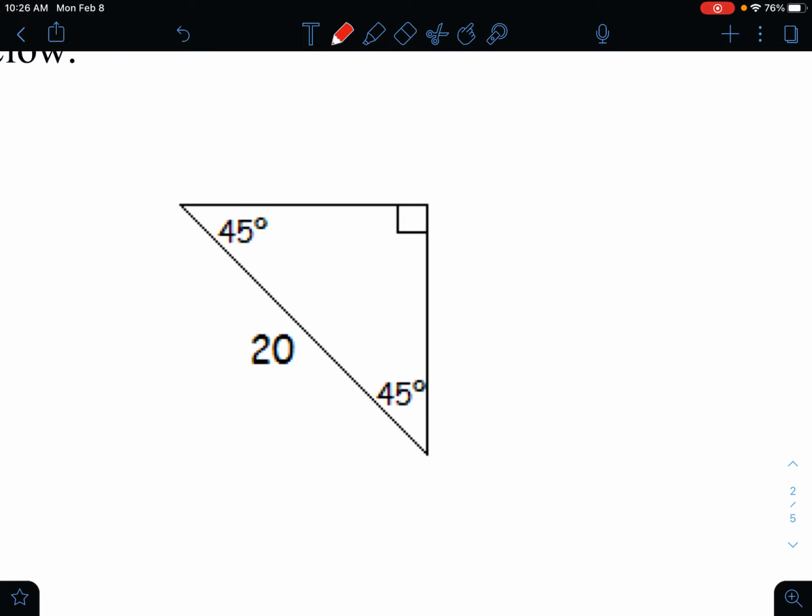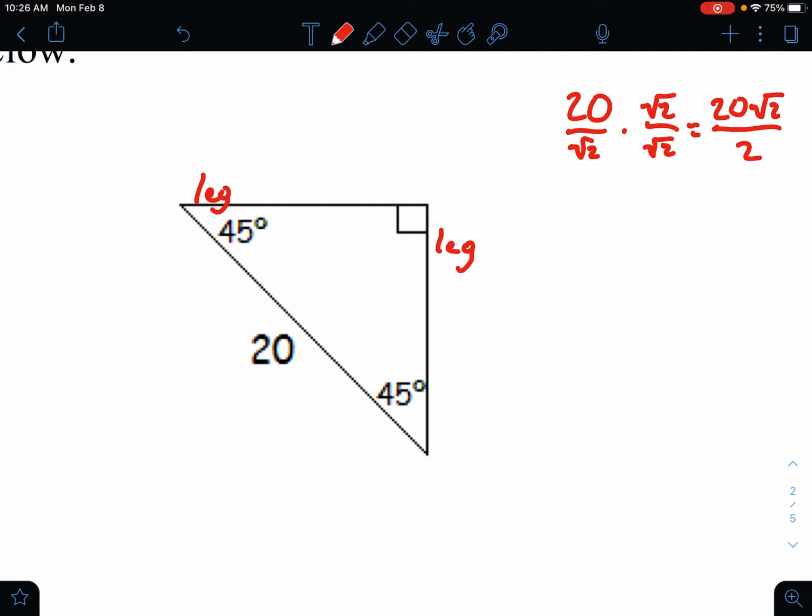In this case, we want to find what each of these legs are. So we're going to do 20 divided by square root 2 to find it. Multiply the top and bottom by square root 2. You get 20 square root 2 over 2, because square root 2 times square root 2 is just 2. Again, that's square root 4, and square root 4 is 2. 20 over 2 simplifies to 10. So each leg is just 10 square root 2.